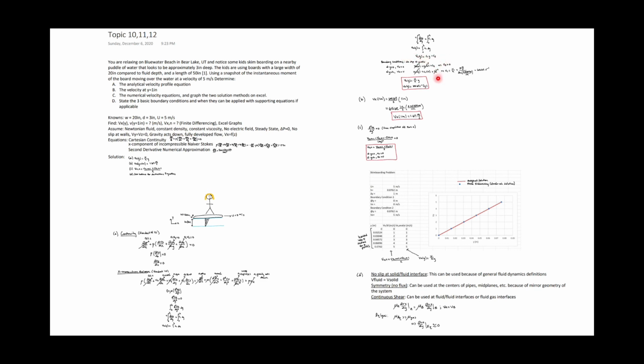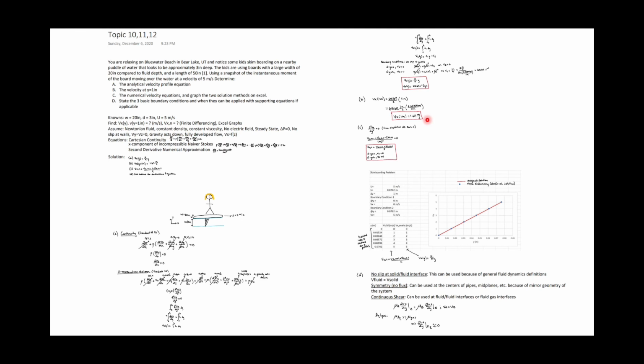Applying our boundary conditions, we are able to simplify further and get this velocity profile equation analytically. Moving on to part B, we are then able to find the velocity at y equals 1 inch. Plugging in, we are able to determine that the velocity Vx at 1 inch is 1.67 meters per second.